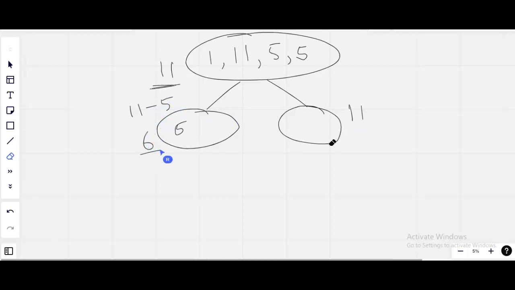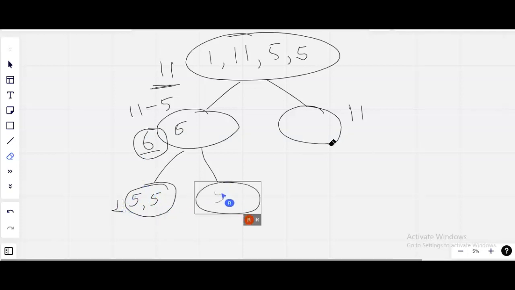Now, for the remaining elements, here we again have a choice to take the next 5 or not. As our target is greater than 5, we can easily accommodate it, so we will take it. Now our target will be 1, and we are ignoring here. Correct? Target is 6 only.